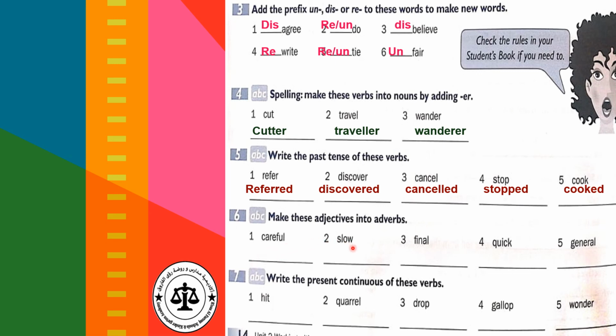Careful, slow, final, quick, general. Let's add ly to these adjectives. Carefully, slowly, finally, quickly, generally. So here we don't change anything, just add ly at the end of the adjectives.